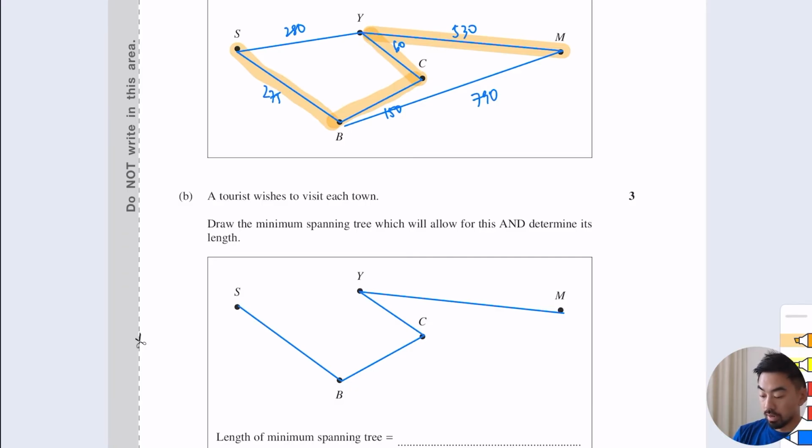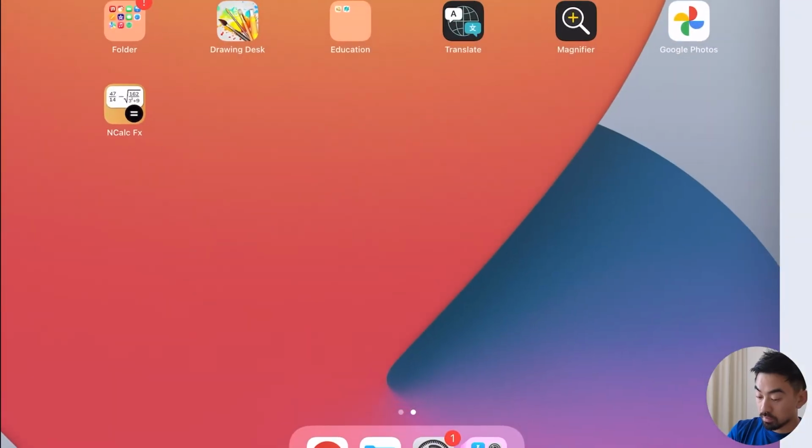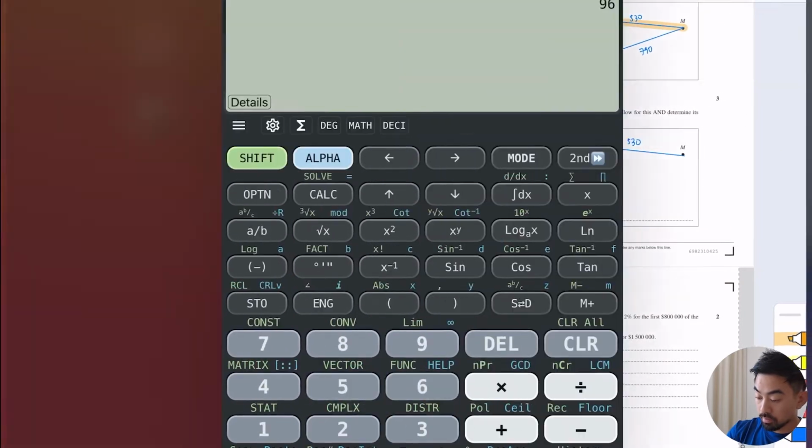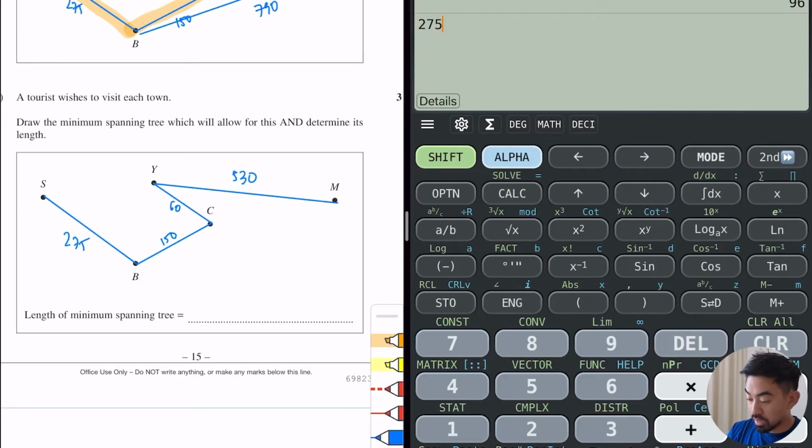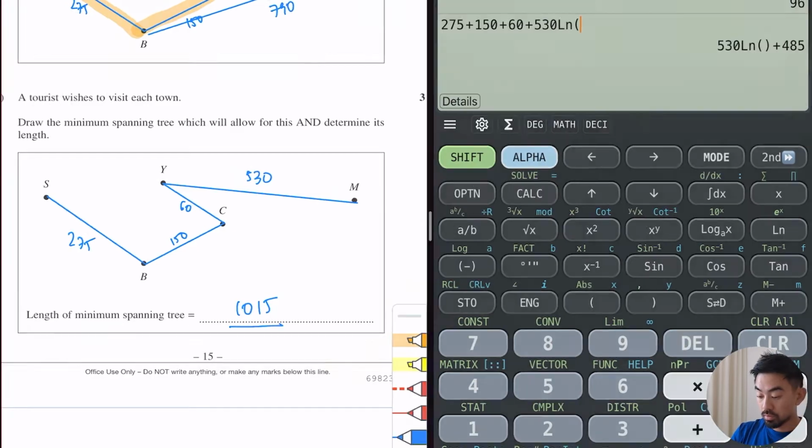and working out my length, 275, 150, 60, 530, 530. So I'm going to add all these up. $275 plus 150 plus 60 plus 530. So that's 1015. 1015. Okay, done.